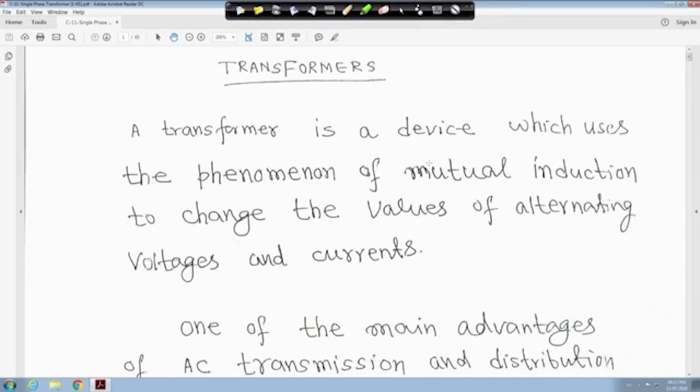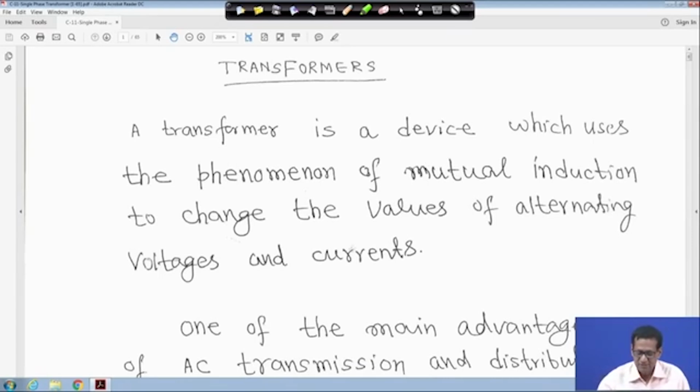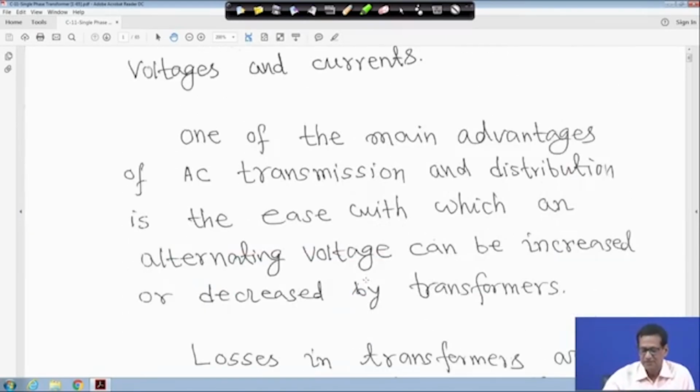Generally, a transformer is a device which uses the phenomenon of mutual inductance to change the values of alternating voltages and current, right. One of the main advantages of a transformer is that it can transform the voltage level, that is, it can increase the voltage level, or decrease the voltage level. So, this is actually the transformer, right.